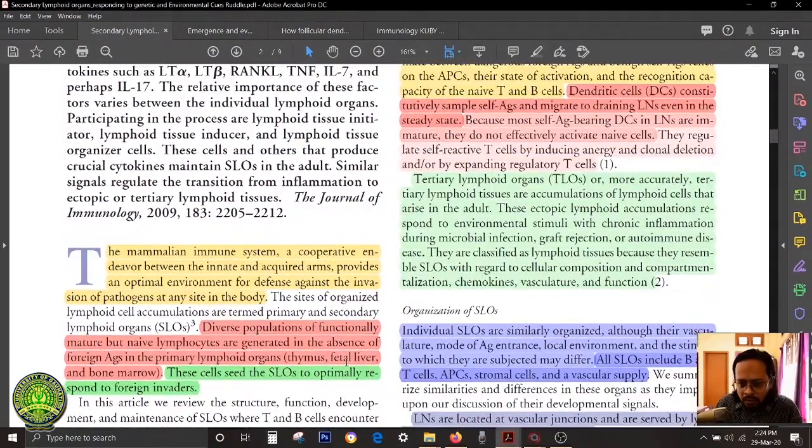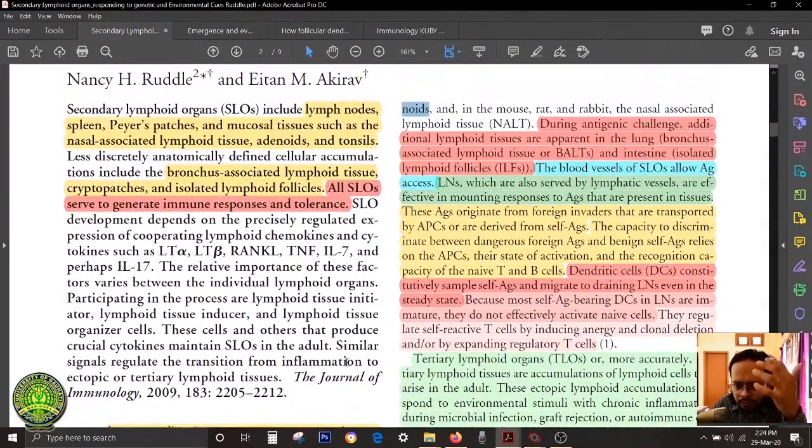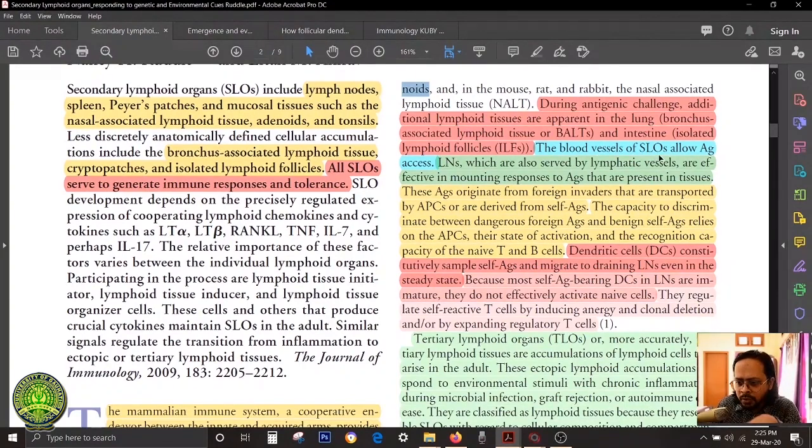now we need to talk about the secondary lymphoids, right? So how are the secondary lymphoids working? For the secondary lymphoids to work, you need to have both a blood circulation to the lymphoid as well as the lymph circulation to the lymphoid. During antigenic challenge, additional lymphoid tissues may appear. The blood vessels to secondary lymphoid organs allow antigen access. So it is not just that the secondary lymphoids are only being supplied with lymph. The secondary lymphoids are also supplied with blood vessels.